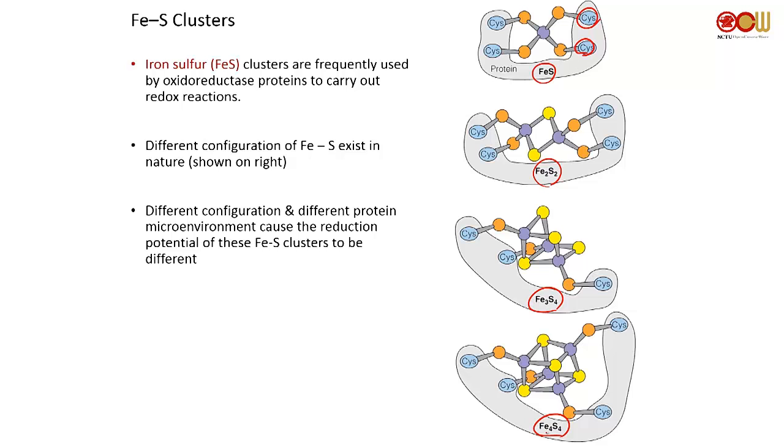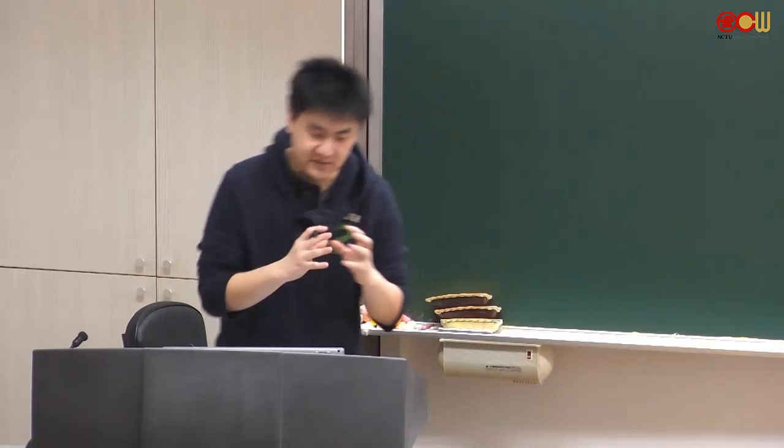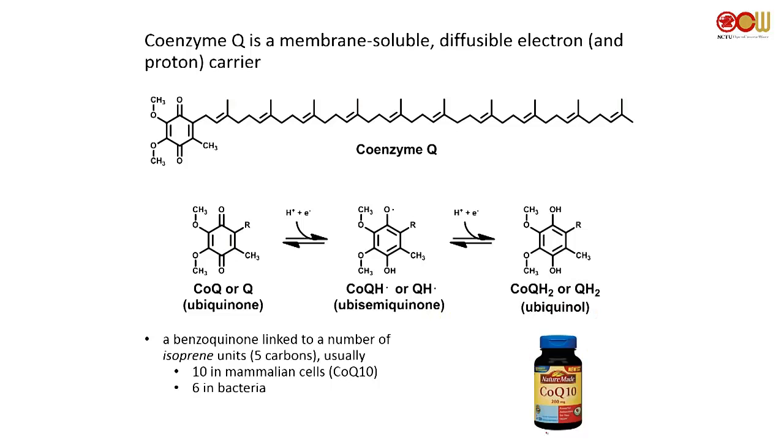Obviously, different configurations and different protein microenvironments will change their reduction potential. That's the message I want to get across to you: different iron sulfur clusters will have different reduction potentials because they have different microenvironments. But nonetheless, for our purpose, they accept one electron. So you can reduce them one electron at a time, going from Fe3 to Fe2. All right? Coenzyme Q.